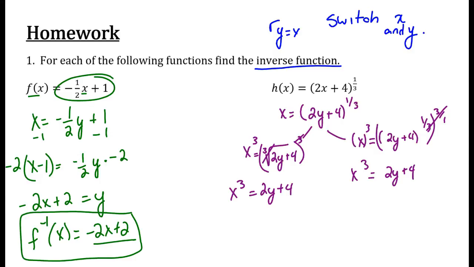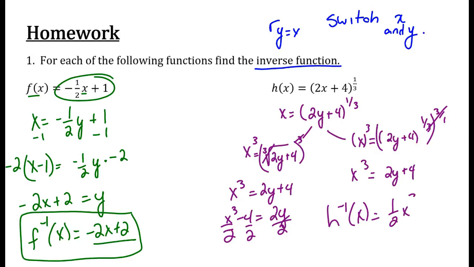To undo a cube root, a 1/3 power is a cube root, you raise it to the 3rd. Subtract over the 4. Divide everyone by 2. So the final answer is h inverse is 1/2 x cubed minus 2. That's the inverse of that function there.